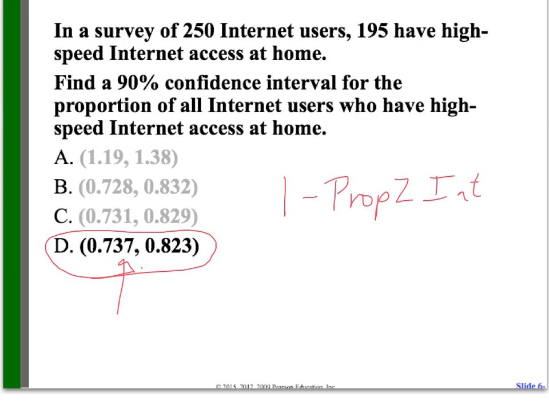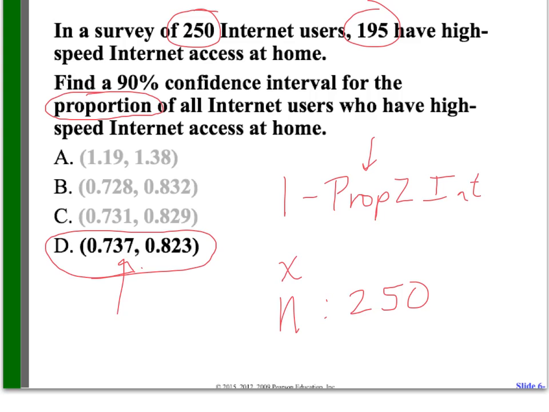And the reason you chose that is because this is a proportion problem. You were looking for the population proportion, so you had to use the proportion one. And so when you put the information in, if you got error, it might be because you put these 2 numbers in the wrong order. The survey was of 250, so n was 250. And x, which is how many had high-speed internet, x was 195.